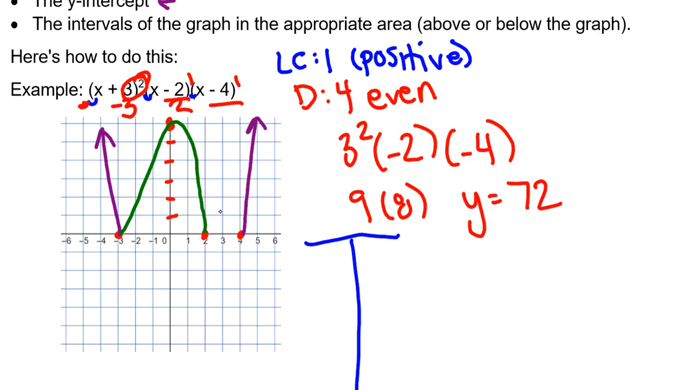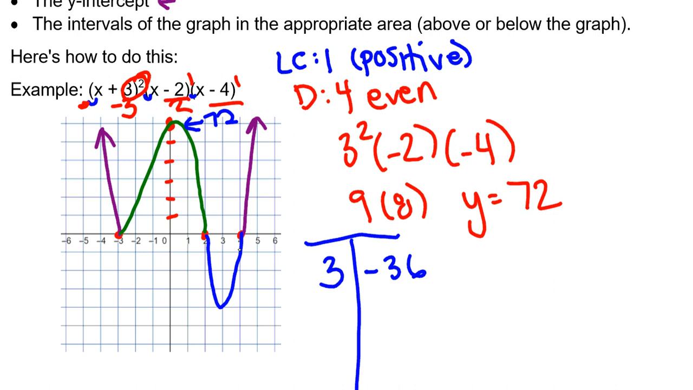And again, the graph is either above the x-axis or below the x-axis. So all I need to do is plug 3 into that equation, which is going to require me to pull out my calculator. So 3 plus 3 in parentheses squared, parentheses 3 minus 2 in parentheses, parentheses 3 minus 4 in parentheses. And when I hit equals, I get -36. So again, I'm going to label this point as 72. And again, I don't really care how far your graph goes down.